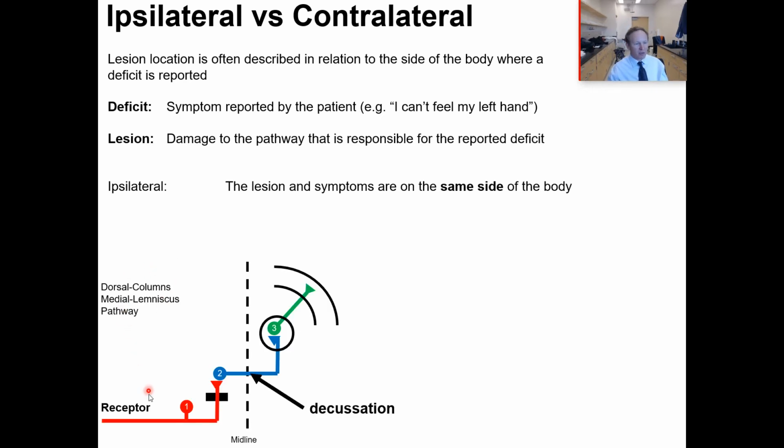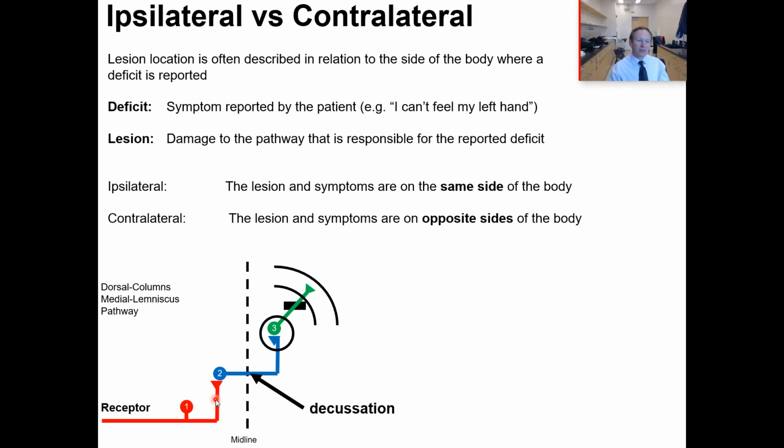This is an image of the dorsal column medial lemniscus pathway. The receptor is on this side. There's a lesion here in the first order neuron, and here the lesion and the deficits are ipsilateral to each other. They're on the same side of the body.